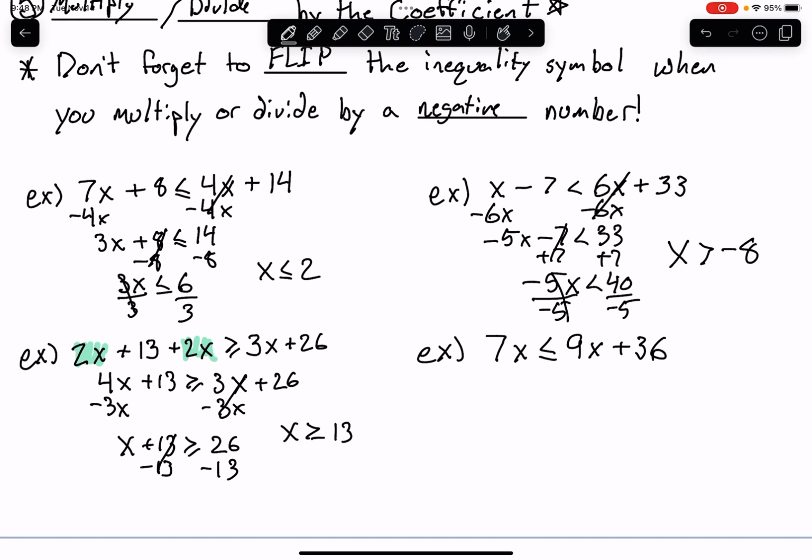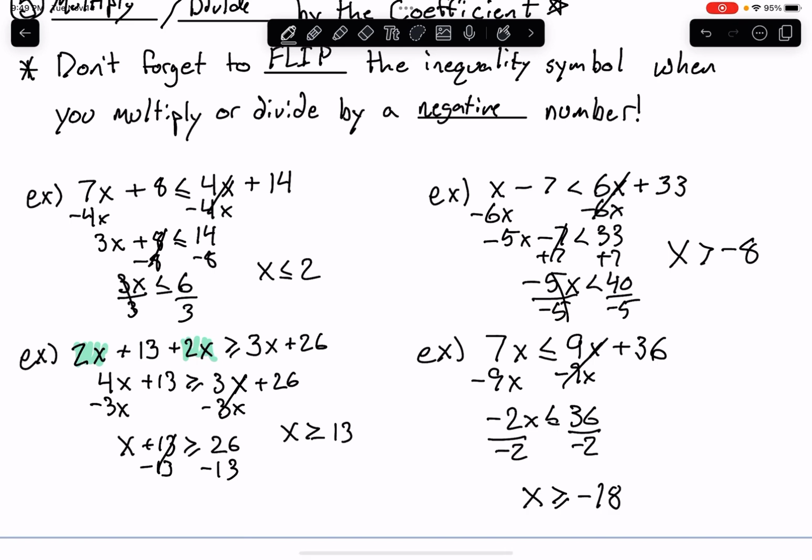And finally here, no like terms to combine, so we are just going to move our variables. Minus 9x, it's going to give us negative 2x is less than or equal to 36. And to finish this off, we're going to divide by our negative 2, and x is, flip this guy around, greater than or equal to, I think that's going to give me a negative 18. So x has to be larger than or equal to negative 18.